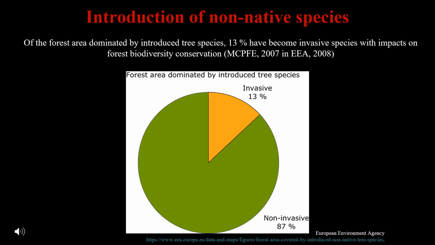If non-native species become problematic, they are said to be invasive. The terms non-native and invasive are often used interchangeably, but this is incorrect, because an invasive species is an exotic species that has a negative impact on the biodiversity of the ecosystem and the community into which it is introduced. For example, at European level, 13% of all the introduced tree species have become invasive, with impacts on forest biodiversity and conservation.